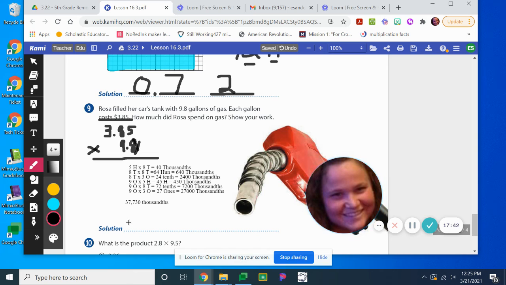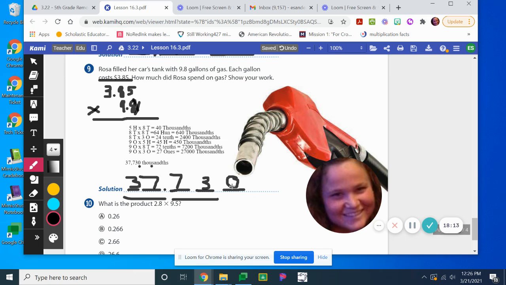So in order to figure that out, I'm going to put my place value here, and it's telling me that my 0 is in the thousandths place. So I'm going to put a 0 in the thousandths place, a 3 here, 7 here, 7 here, and a 3 here, which means it's going to cost me $37.73. Okay?